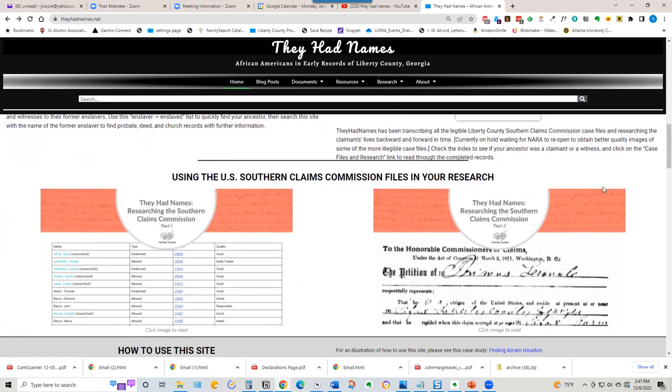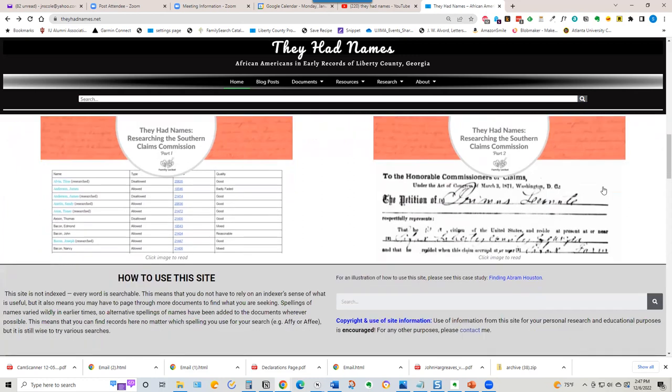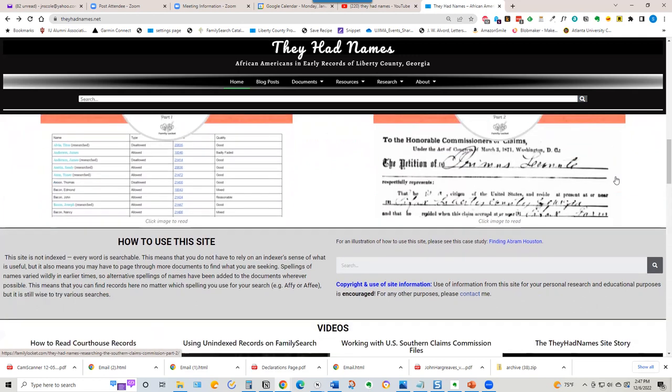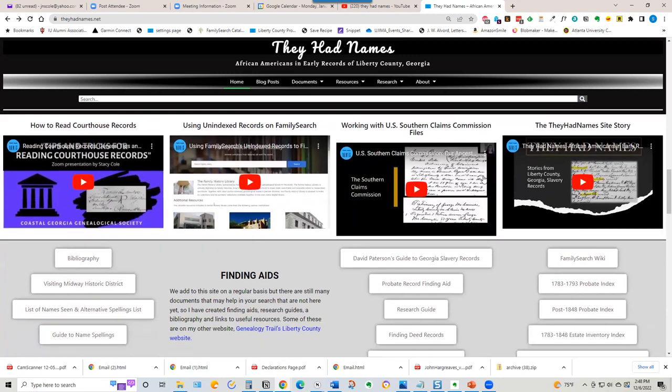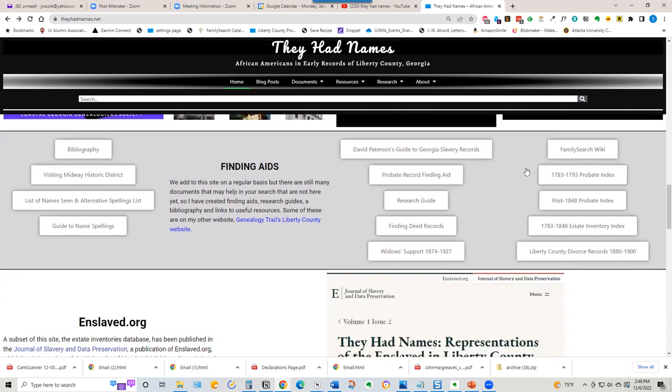Southern Claims Commission files. And even if it's not your county, it's interesting to read through those transcripts, because they really give you a good idea of what the process was like. And I've found that it is really important what the process was like, not just the testimony that your ancestor might have given as a claimant or a witness, because the context really mattered as to how to interpret that. And then I've done some videos, presentations, and things just to explain various aspects of the site.